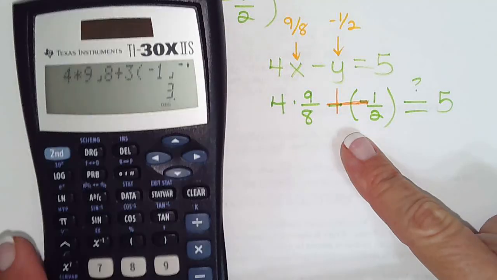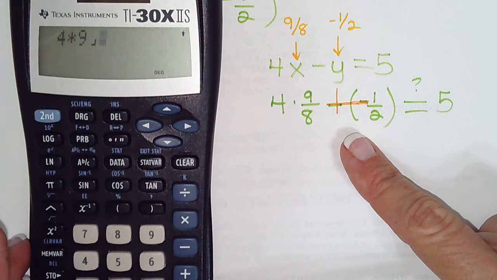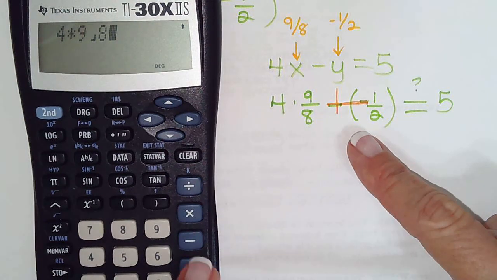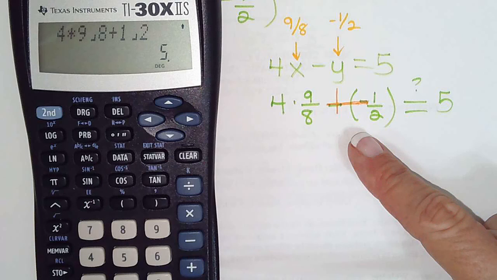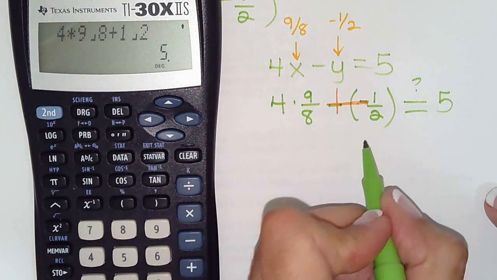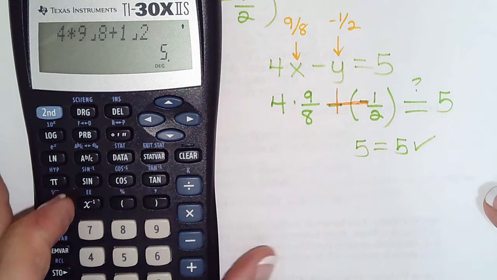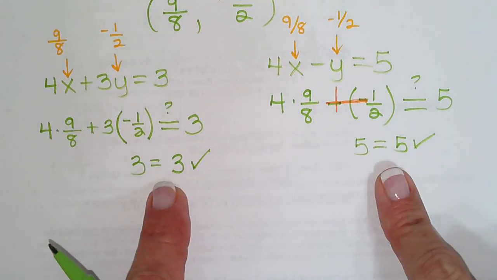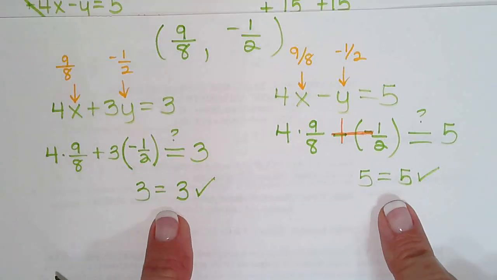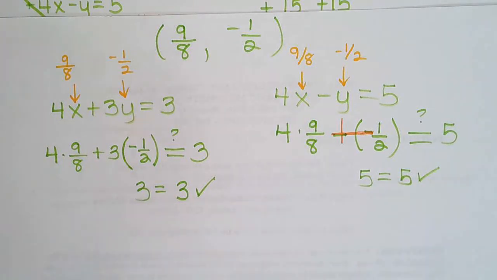So we do 4 times 9 fraction bar 8 plus 1 fraction bar 2, hit enter, woohoo, 5 equals 5. So even though that was an ugly answer, we know we did it correct because we got 2 true statements when we plugged it into the original problem. So we'll start on the next problem in the next video.